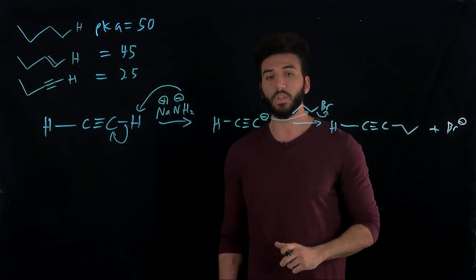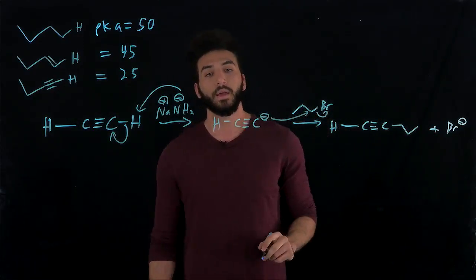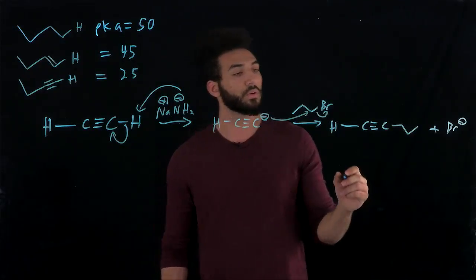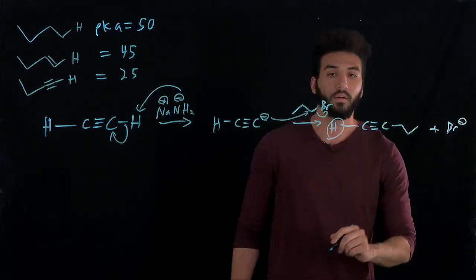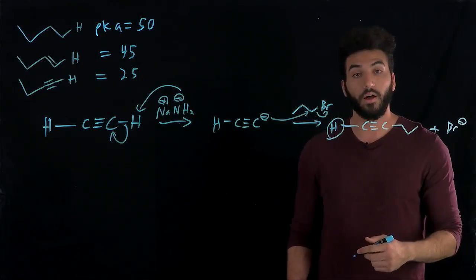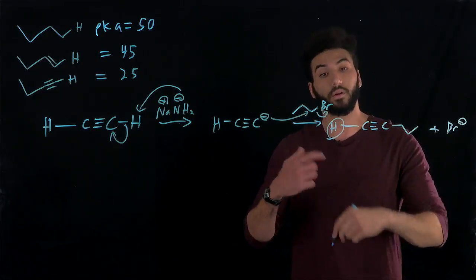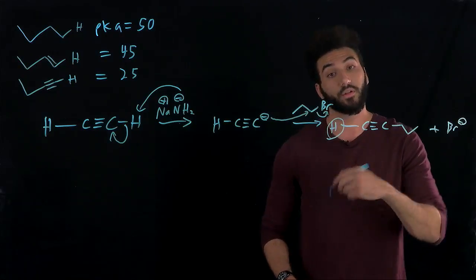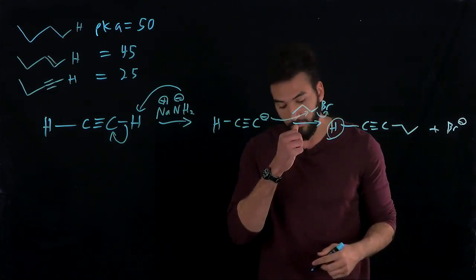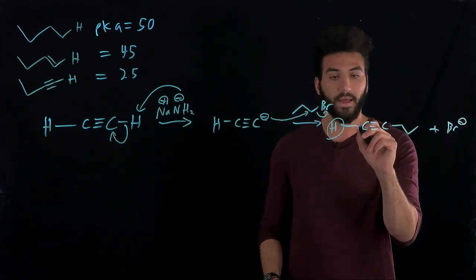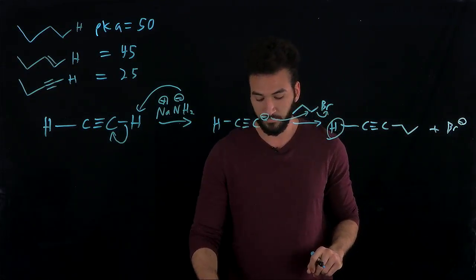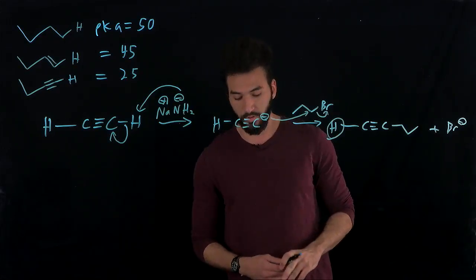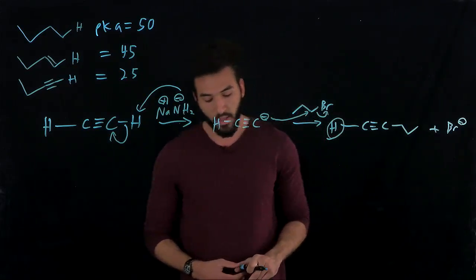The other thing that can happen here is that you can also get NH2 minus to react with this hydrogen right here again. That hydrogen can then be pulled off, and then we can add another alkyl halide, do another SN2 reaction, and carry that forward to form an alkyne that has carbon chains on both sides. So that's just your typical SN2 reaction with alkynes.